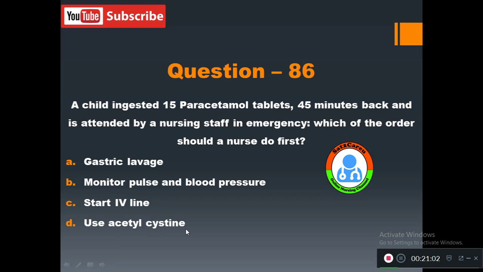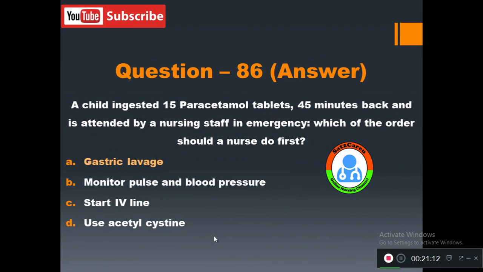We know that acetylcysteine is an antidote. Yesterday's video also we have seen about this. But the priority nursing action, what a nurse should do in this case? The right answer is option A, gastric lavage. The washing of the stomach should be initiated to prevent absorption of paracetamol.